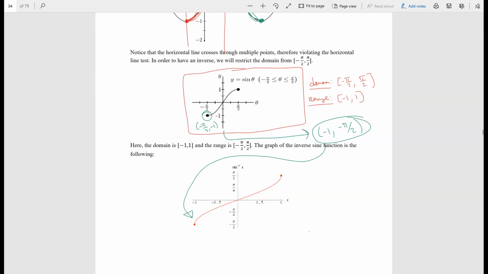Okay, I just swap them. So I'm going to take every little point here and I'm going to just swap them. And the new curve that we end up getting is a graph of inverse sine.